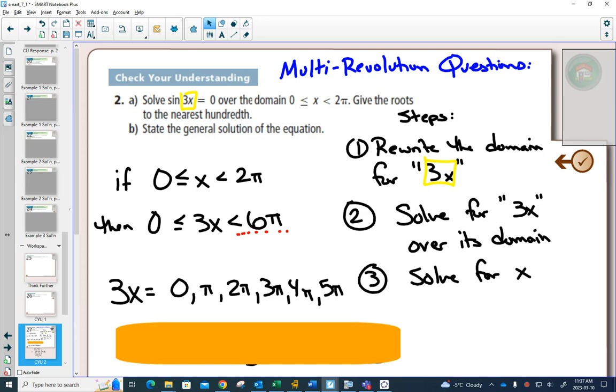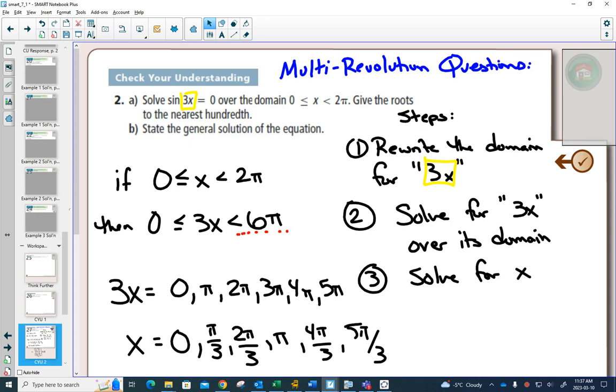So all we have to do to figure out x here is take each of these answers and divide them by 3. So I take each of those answers, divide by 3, and now we've solved for x. And each of those answers for x are between 0 and 2 pi, which we wanted originally.